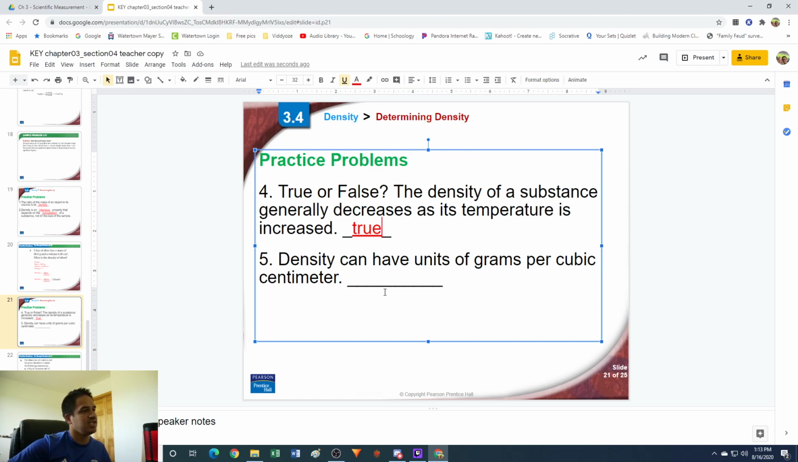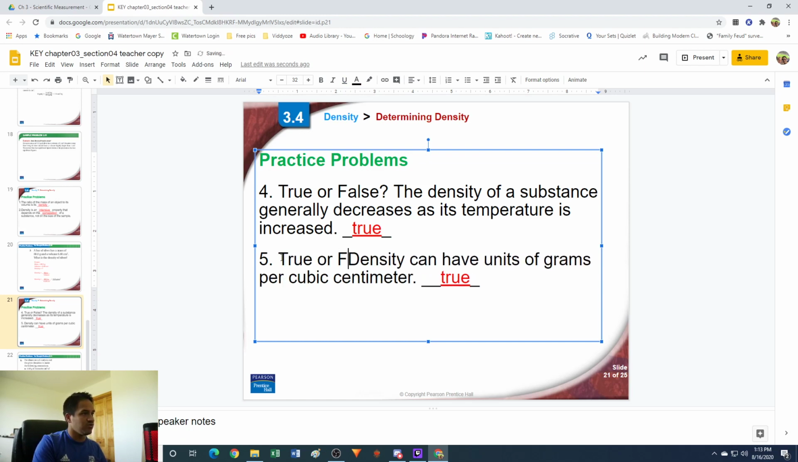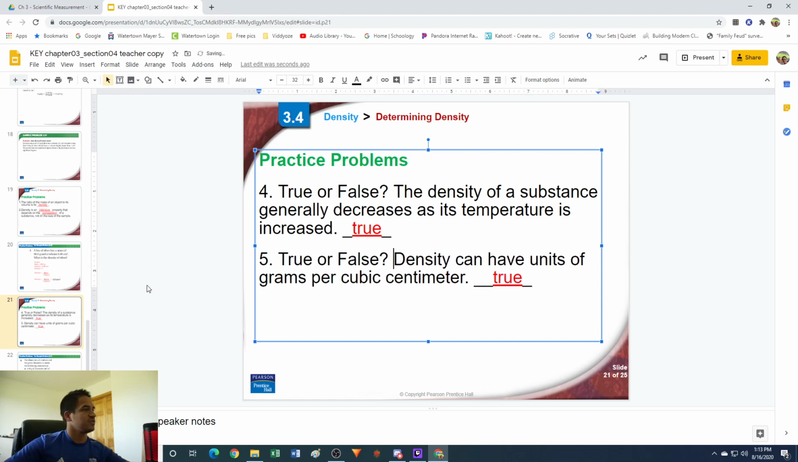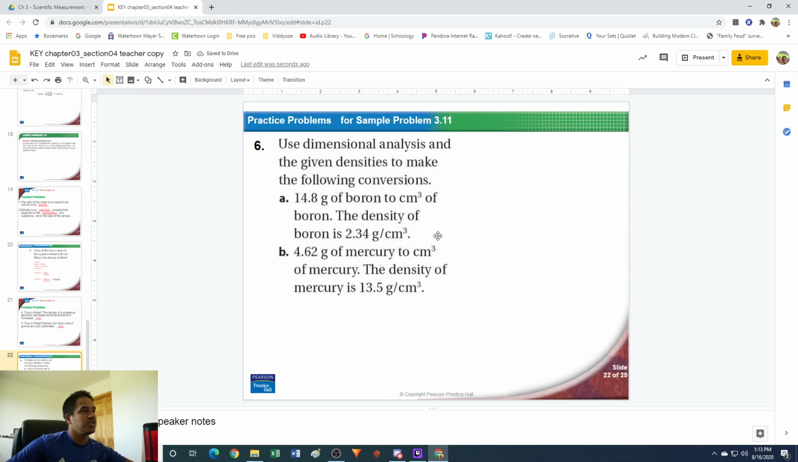Number 5, density can have units of grams per cubic centimeter. Yep, that is 100% true. I think this is supposed to be a true or false question, by the way, and I don't know why it's not there. On mine, it will be there on yours, though. So let's just add in here, true or false. Okay. Number 6, use dimensional analysis and the given densities to make the following conversions.